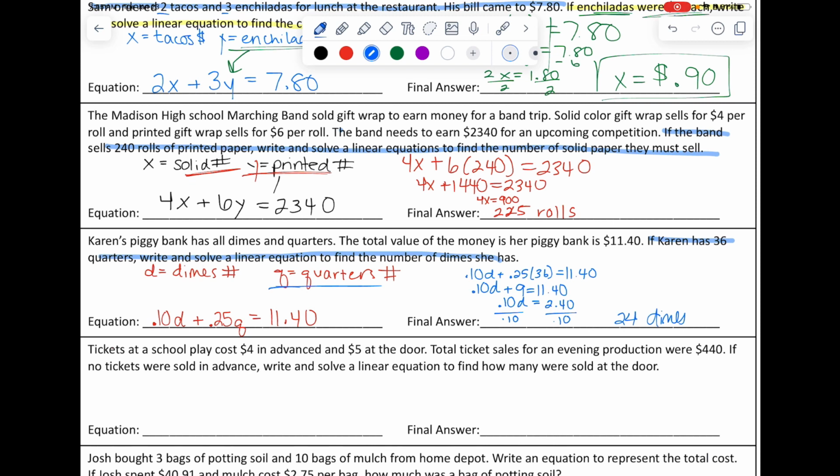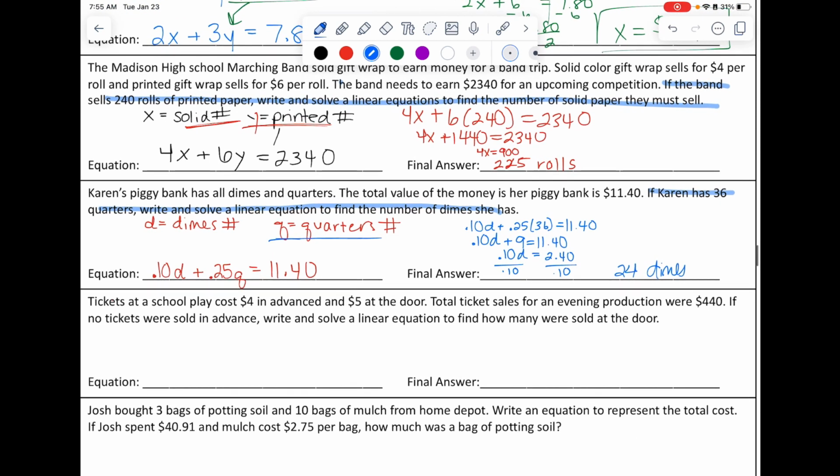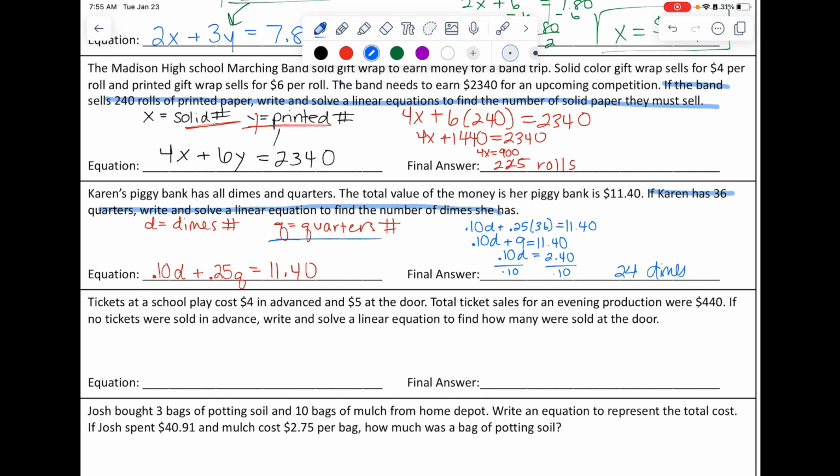Next one, tickets at a school play cost $4 in advance and $5 at the door. So we have two similar items, advance tickets and door tickets, and they both have their own unit rates. $4 for an advance ticket, $5 for a door ticket. Total ticket sales for that evening production was $440. Now, the "if no tickets were sold in advance," we're going to use that after we have our equation. So it's not going to be in our equation, any of that information.